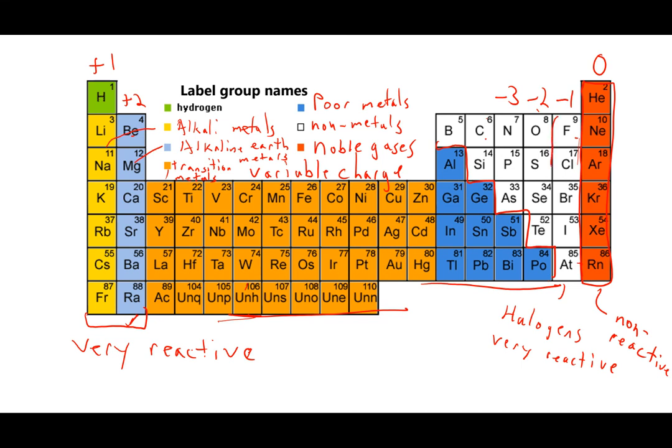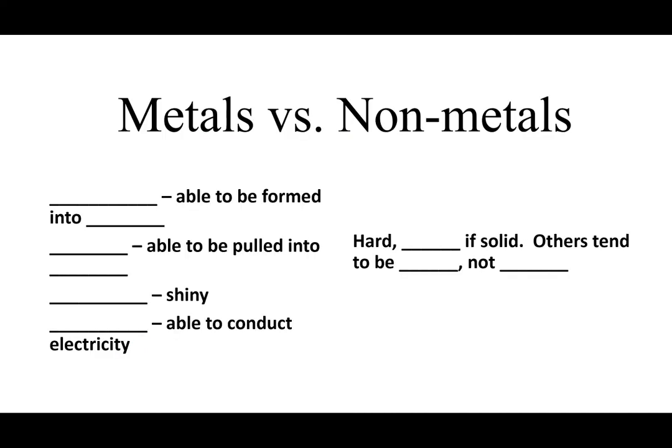And we further defined the nonmetals for this group right here, which are called the halogens, and the very end group, which are called the noble gases. Alkali metals, alkaline earth metals, and halogens are very reactive because it's easy for them to gain or lose electrons. Noble gases are non-reactive. They have a full shell, don't want to react, and so they are non-reactive. Let's quickly go through the differences between metals and non-metals, and that will conclude our lesson today.